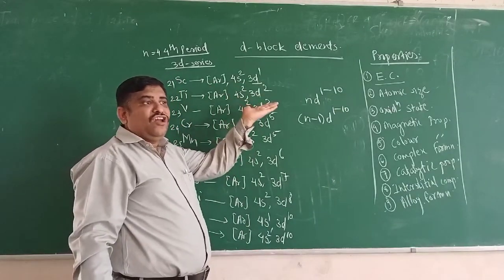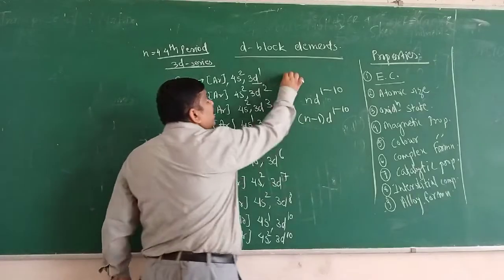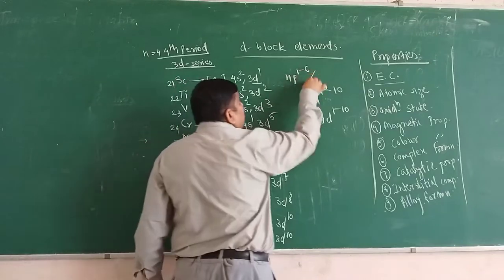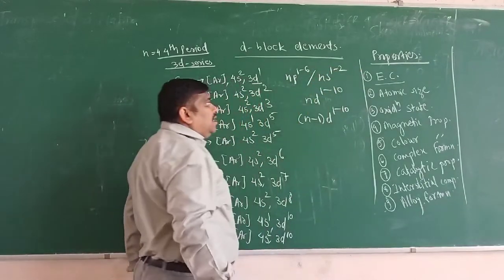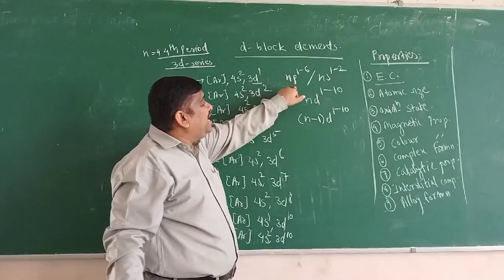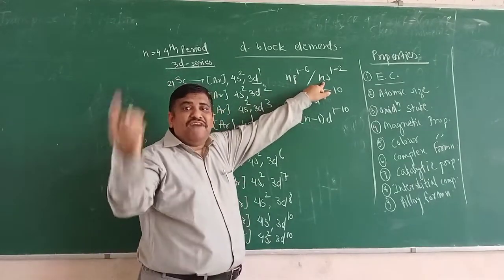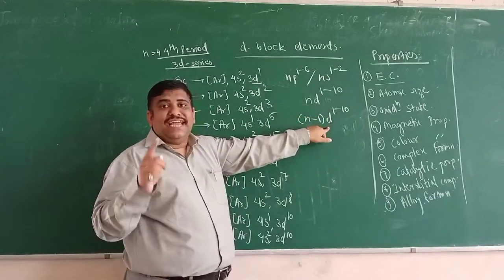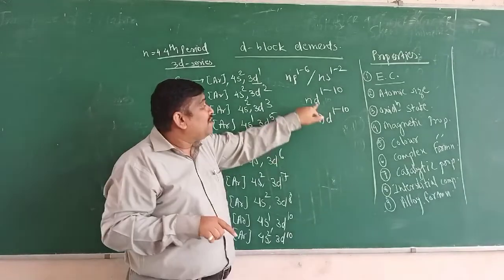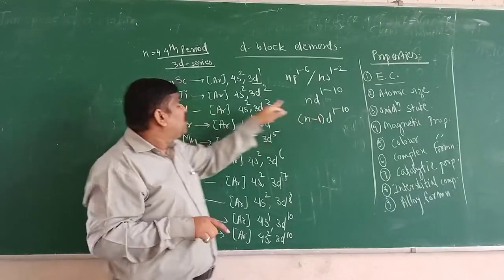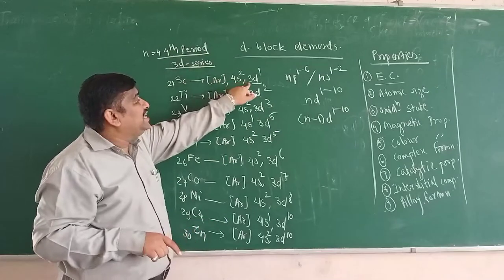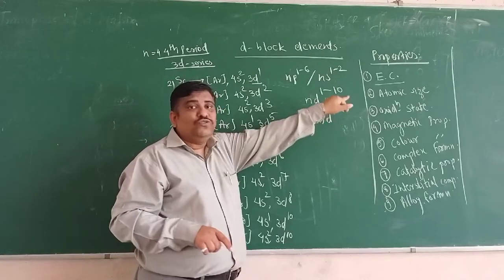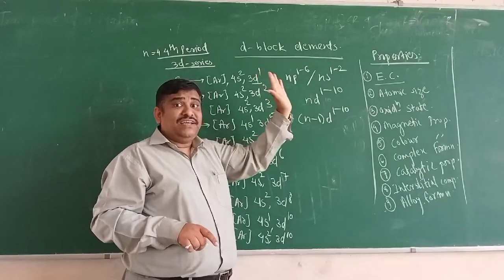In the general electronic configuration of the p block, you write np1 to 6. In the s block, you write ns1 to 2, because the differentiating electron in the p and s blocks enters the valence shell. But here, the d subshell is entering the last but one shell. So you cannot write it as nd1, because you can see the element is in the fourth period but it is getting 3d1. Therefore, you write (n minus 1) d1 to 10.